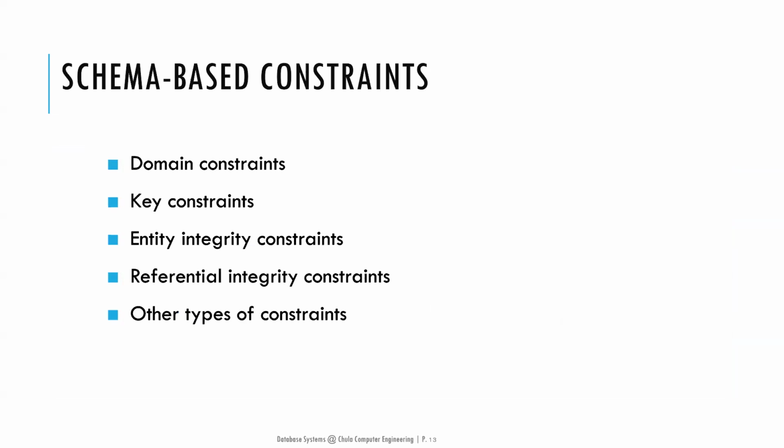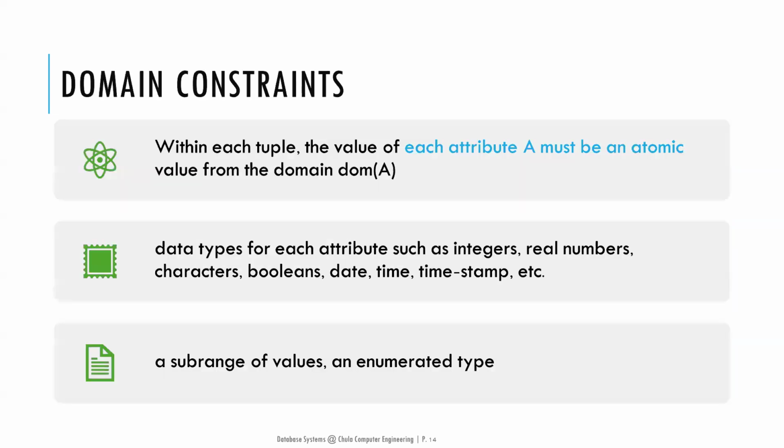Domain, key, entity integrity, referential integrity, and other types of constraints. So basically, we'll be going through each one of them. And the first one is called the domain constraints. Domain constraints are quite easy. It says that within each tuple, the value of each attribute A must be atomic. It means that the value is indivisible.